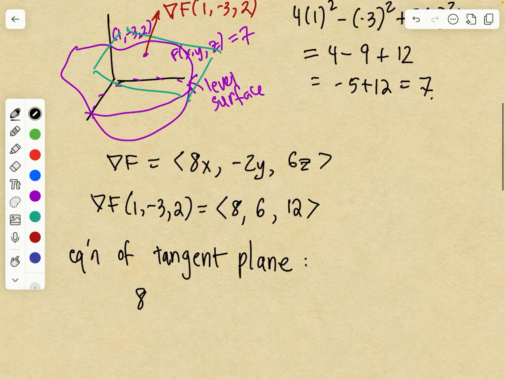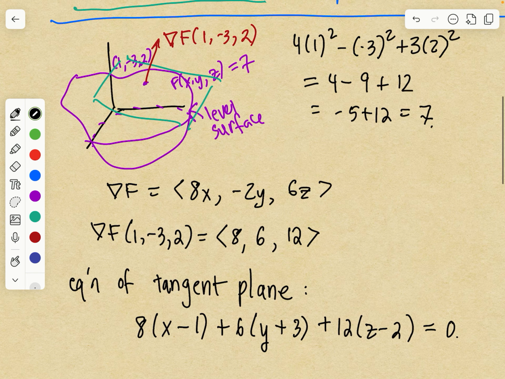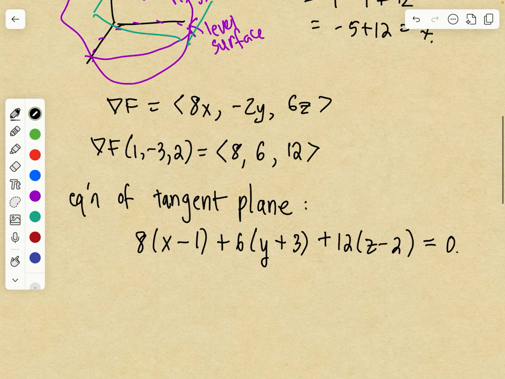is 8 times (x - 1) plus 6 times (y - (-3)), that's y plus 3, plus 12 times (z - 2) equals 0. That's just the formula for the equation of a plane where you're given a normal vector and a point. And if you don't know where this formula comes from, then you should go back and review how you find the equation of a plane. So that's the equation of the plane.